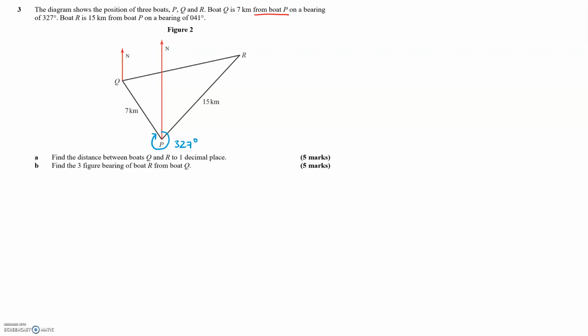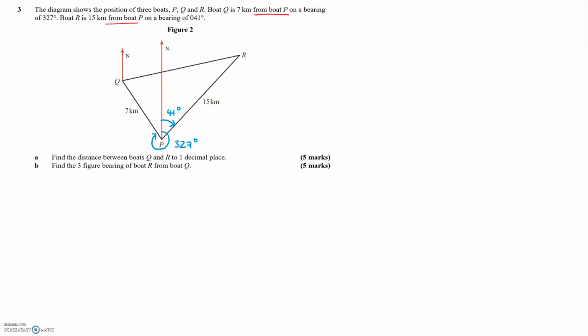Then it says boat R is 15 from P. So this is also from P on a bearing of 41. So we need to go from this north line until we hit the line that goes to R. And that's a bearing of 41. So that is 41 degrees there.